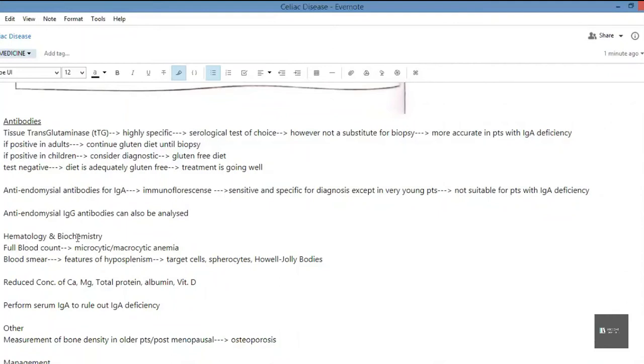In hematology and biochemistry, we're going to perform a full blood count, on which we can find microcytic or macrocytic anemia due to either iron deficiency or folate deficiency. On a blood smear, we may see features of hyposplenism, such as target cells, spherocytes, or Howell-Jolly bodies.